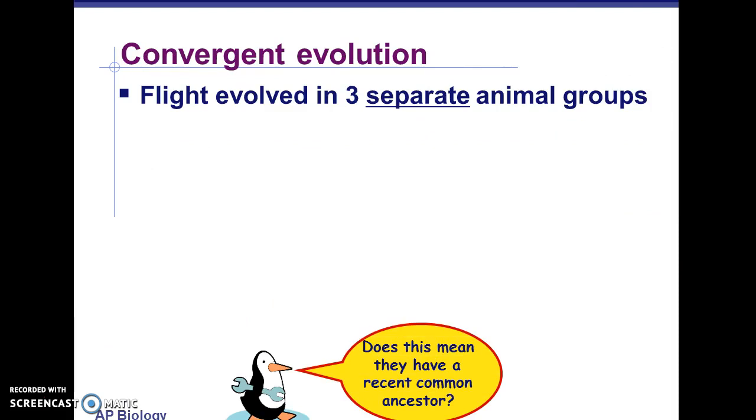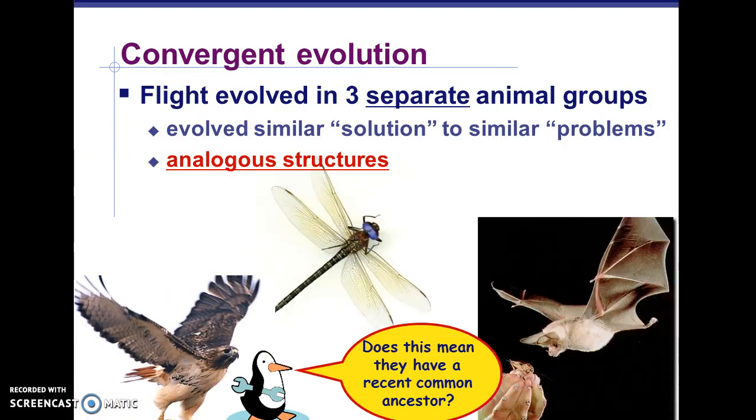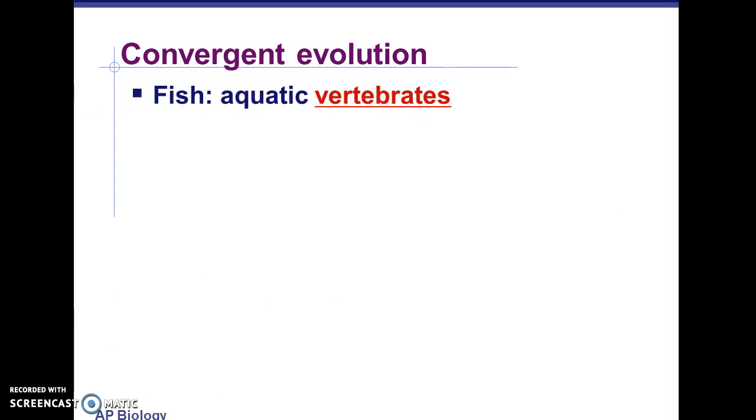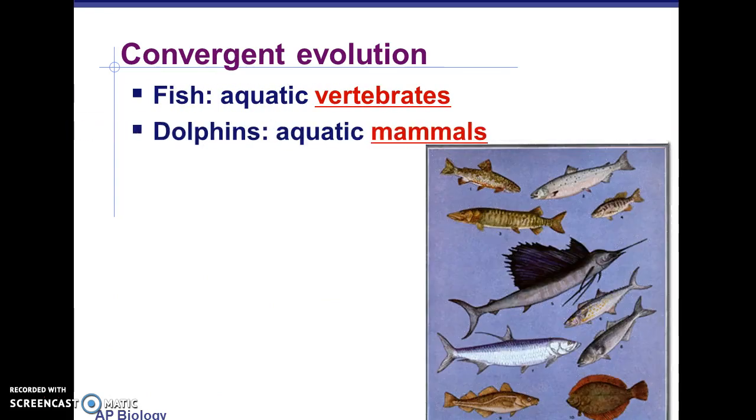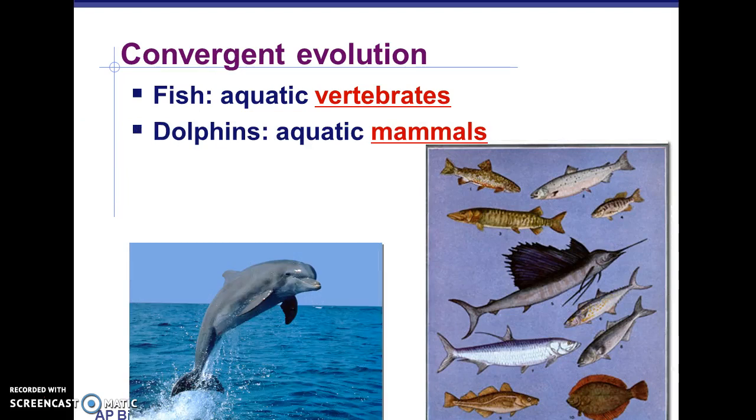All right, so we're talking about convergent evolution. The fully evolved structures in three separate animals are called analogous structures, like we just talked about. Convergent evolution: evolved separately but look very similar. Okay, so fish are aquatic vertebrates. Okay, dolphins are aquatic mammals.